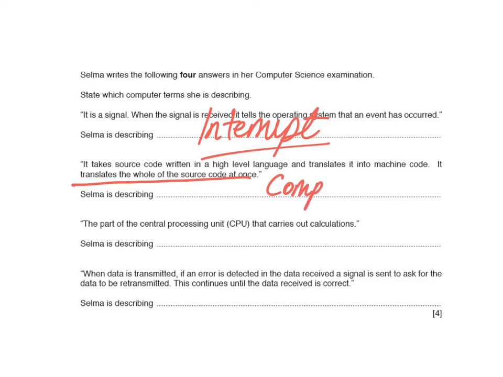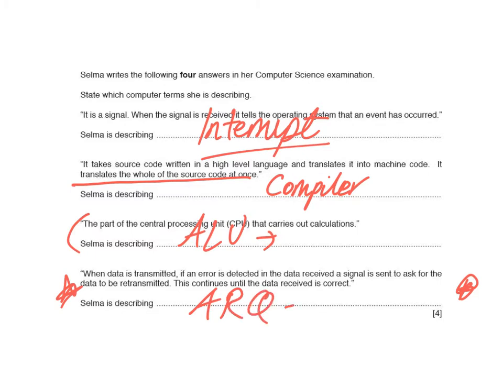So a compiler translates the whole source code into machine code at once. This is why this question's been put in here. The CPU that carries out calculations, we already had that one, and it's the ALU. Try to put the full names just to show your intelligence, but you should get it for that. And again, this one we might not have covered if you're watching this at a different time in class. When you detect an error and a signal is sent to say retransmit it, and again, that's not because you do it, it's automatic, so it's an automatic repeat request, ARQ. Again, full names for that is really helpful.